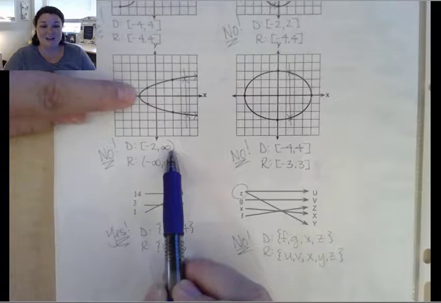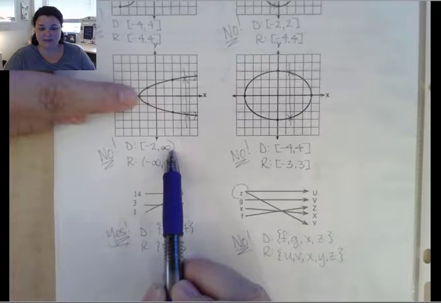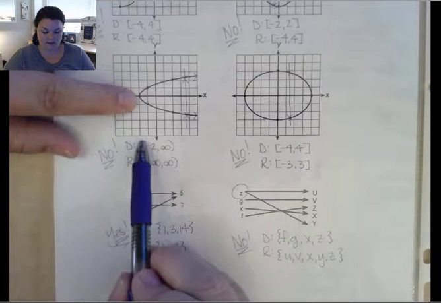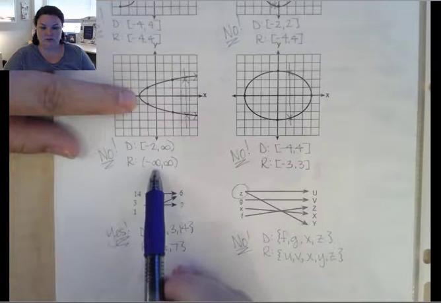And because there's not an open dot right here at the top of this sideways parabola, then we know that point is included. Okay, so we're going to use a bracket on the -2.